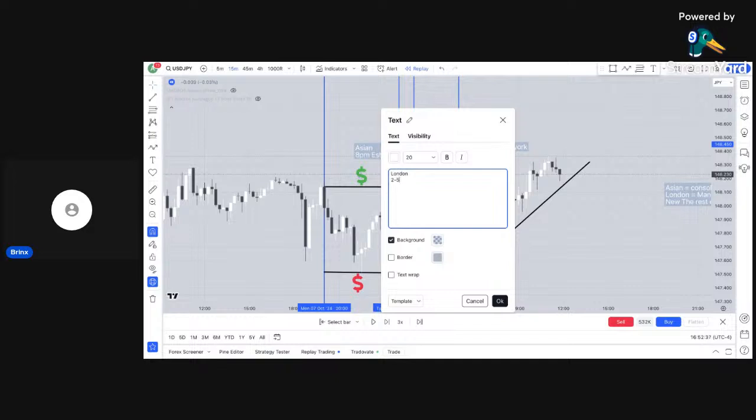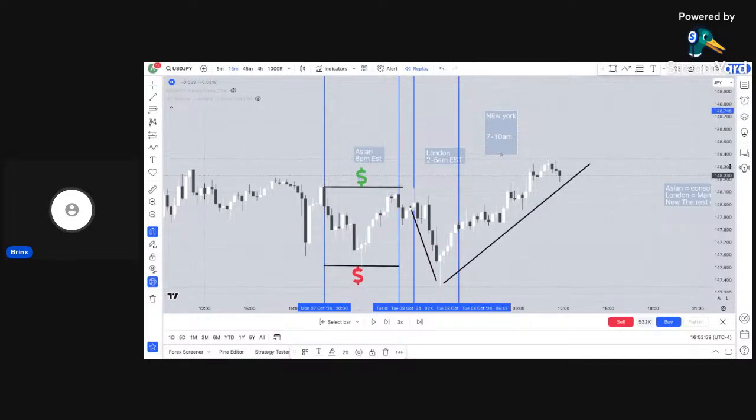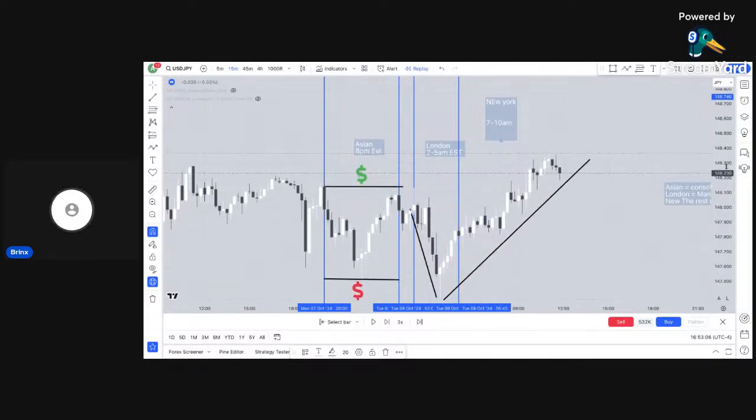Two to 5 a.m. for London Standard Time. And then New York session time, the window that we're going to be looking at through the lens is going to be 7 to 10 a.m. But New York session will run obviously from about 9 to noon or 9 to 5. And obviously the market will slow down after about noon. Everybody who's trading Forex for more than a month knows that, right?